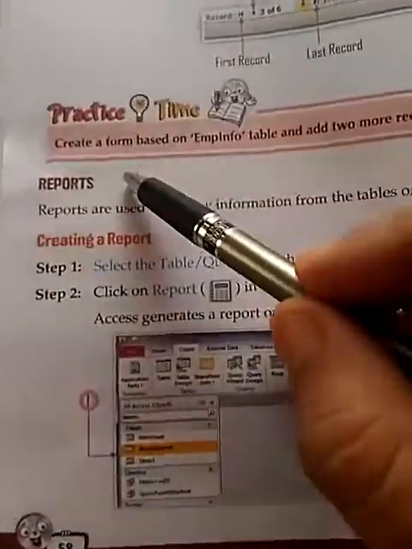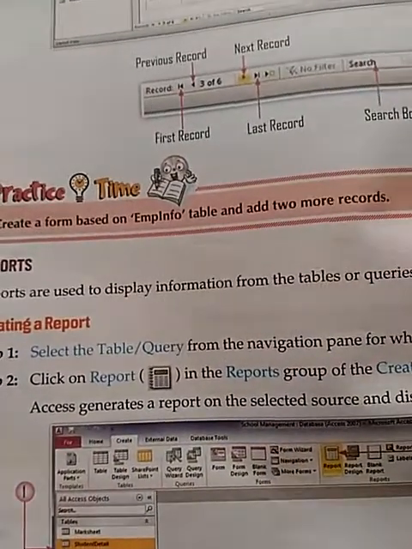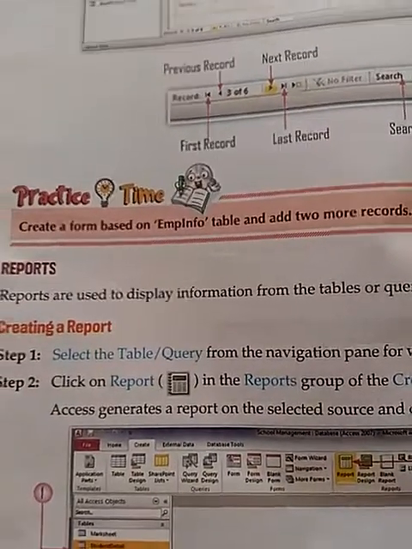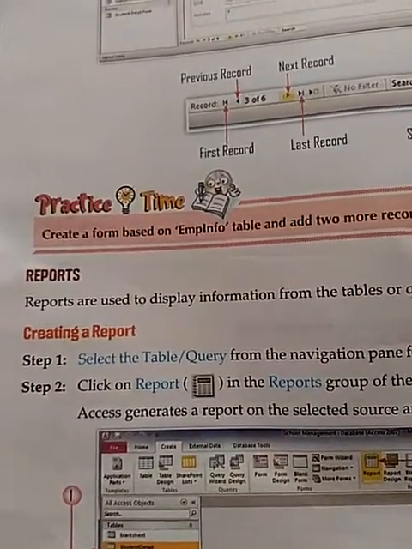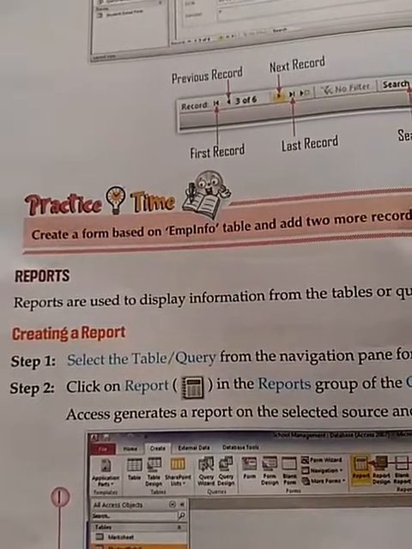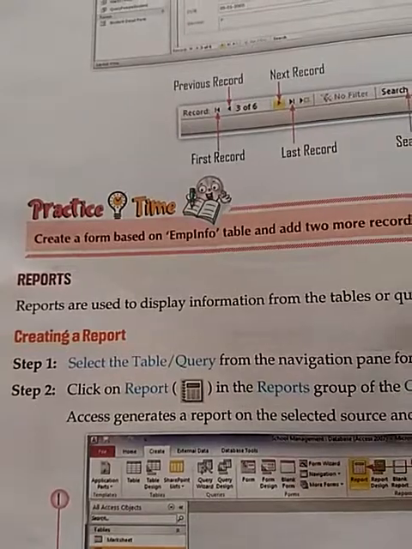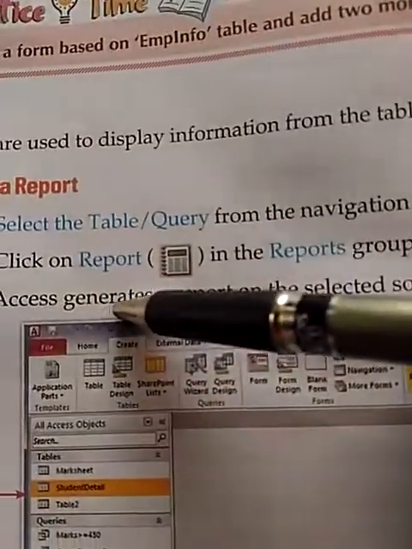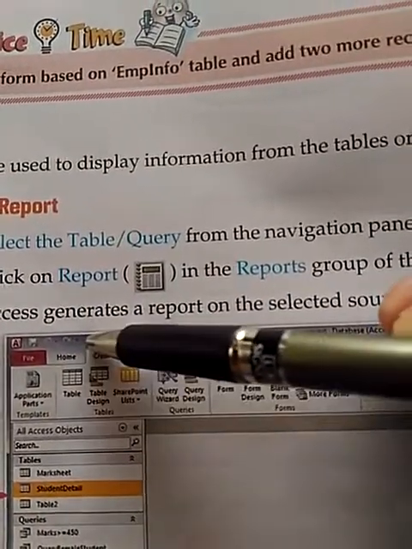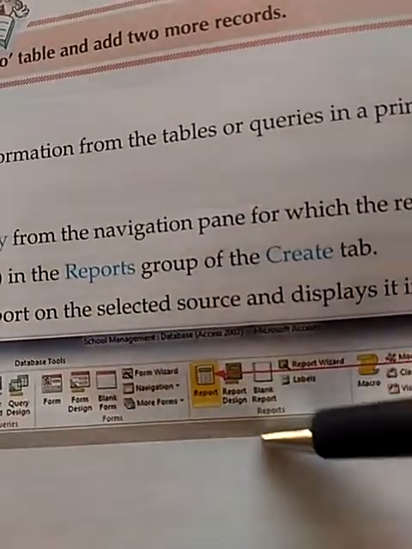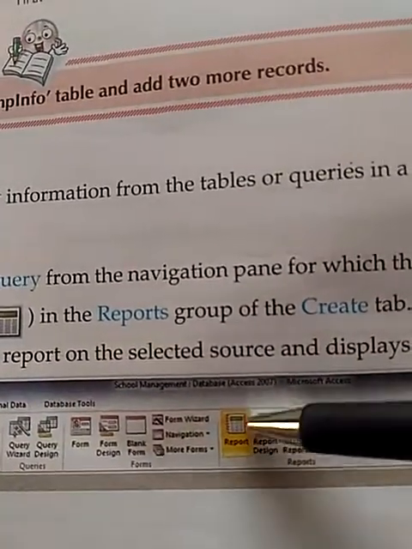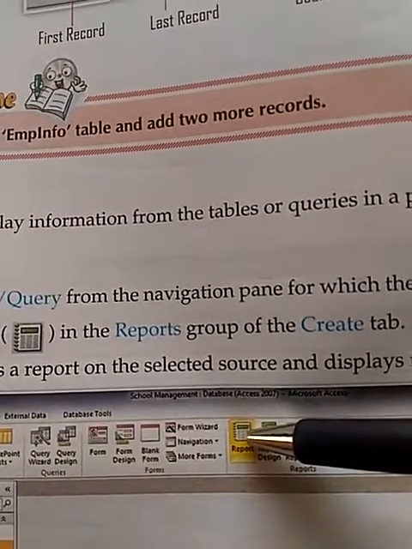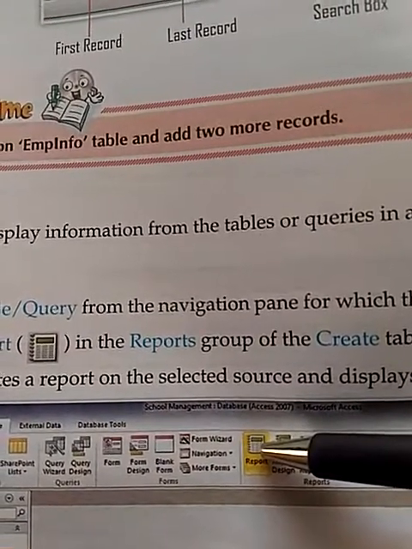Now the last thing is the report. What is a report? A report is a bird's eye view of the data present in the table. We can say that a report is a summary of the data present in the table, which can be printed in a customized format. Now how can you create the report? Again, you need to click on the create tab. In the create tab, go to the report group. In the report group, you will find the option report. As soon as you click on the option report, a report will be created automatically.